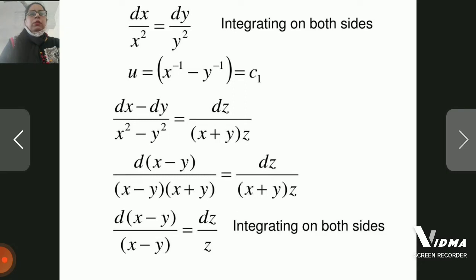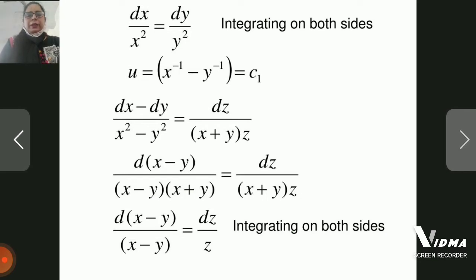We just assume that. So this is the value of u. Now we talk about the other value, v. Therefore we take dx minus dy divided by x square minus y square is equal to dz upon (x plus y) z. So now d of (x minus y) divided by (x plus y)(x minus y) is equal to dz upon (x plus y) into z.